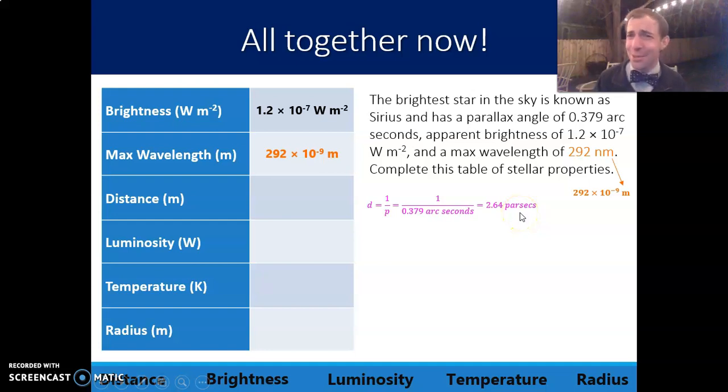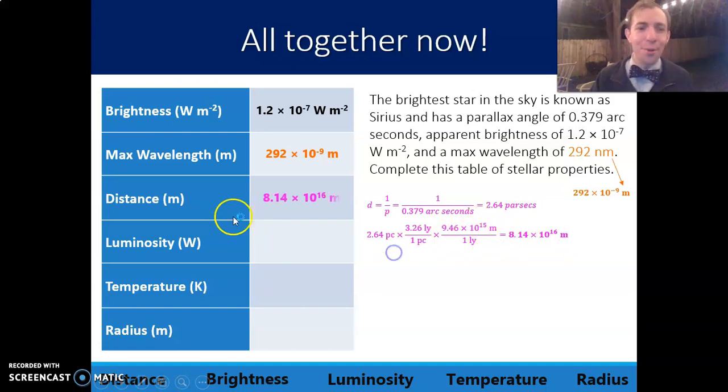Parsec is a weird unit, and is not one that we're going to be able to plug into our other equations down the line. So we're not going to plug that in as our distance. Instead, we're going to convert from parsecs into light years. Parsecs times 3.26 light years per parsec times 9.46 times 10 to the 15th meters for every light year will get us a total distance of 8.14 times 10 to the 16th meters. That's how far away Sirius is from Earth based on the parallax angle.